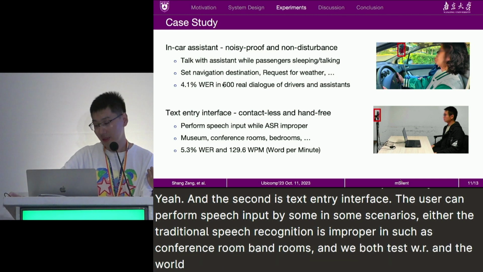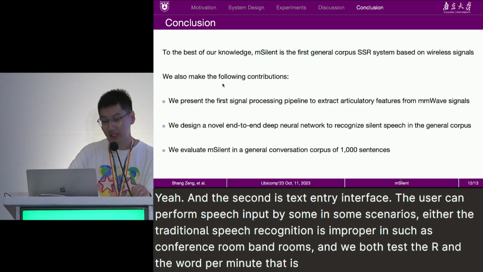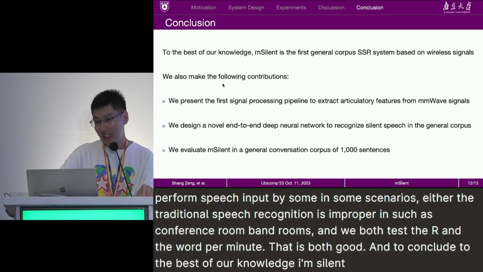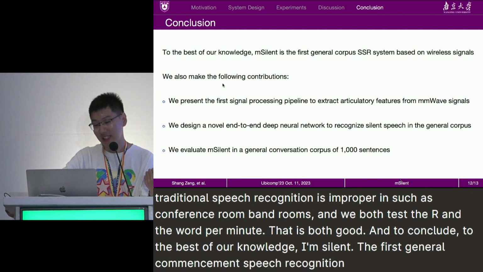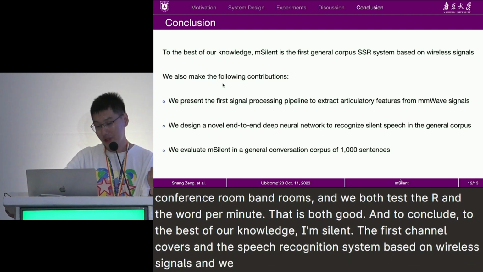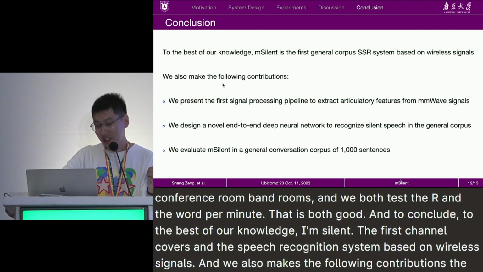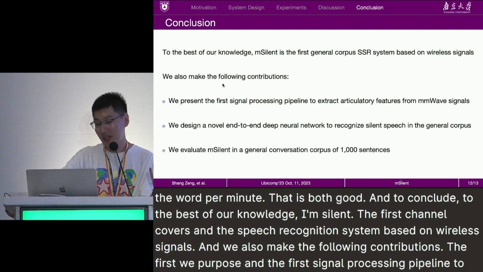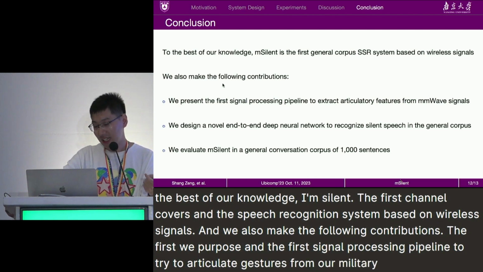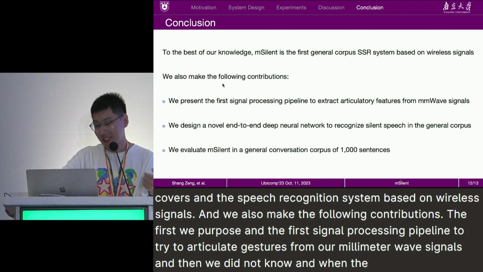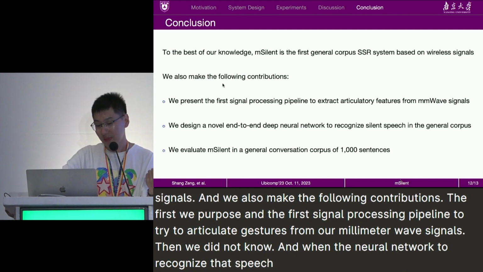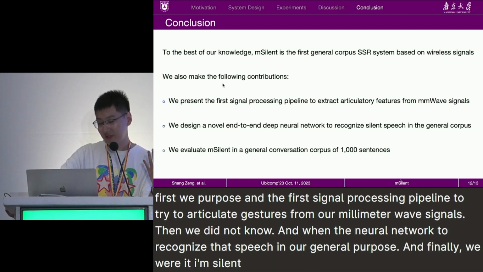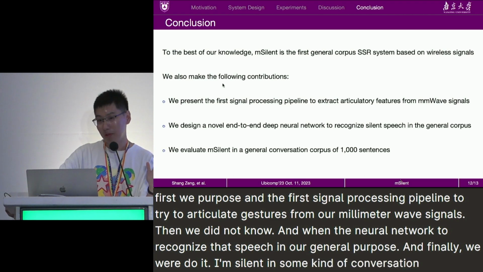That is both good. And to conclude, to the best of our knowledge, mSilent is the first general purpose silent speech recognition system based on wireless signals. And we also make the following contributions. The first, we present the first signal processing pipeline to extract articulatory gestures from millimeter wave signals. And then we design a novel end-to-end deep neural network to recognize silent speech in our general corpus. And finally, we evaluate mSilent in a general conversation corpus of more than 1,000 sentences.